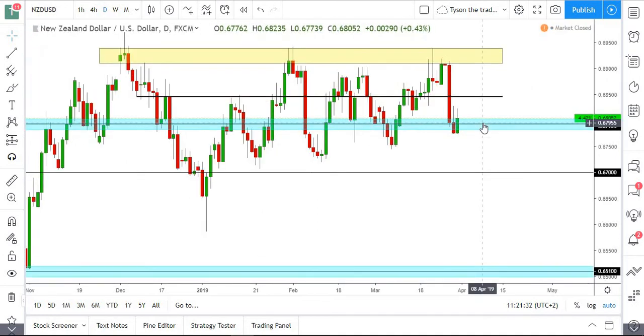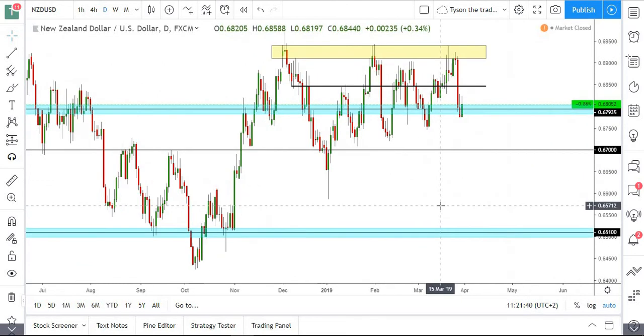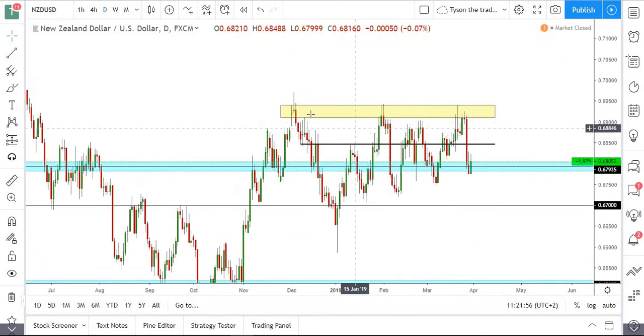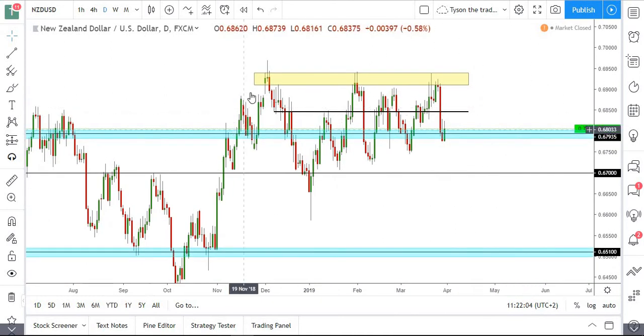Moving on to NZDUSD. This one is a little bit tricky, but we're going to dissect it. Now, price seems to be in a trading range in between this daily resistance level, which is also a zone, and the weekly support level at 0.67 thousand. Now, price when it's in consolidation, that means it's moving in between support and resistance. There's no clear trend here, so price is just moving in between these two support and resistance levels.